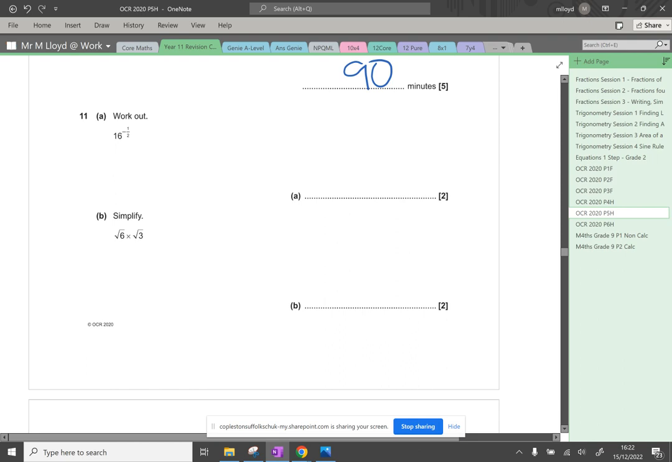Right, question 11. Oh, hello indices. So negative indice means 1 over. So 1 over 16 to the half. The half means square root, so 1 over 4.